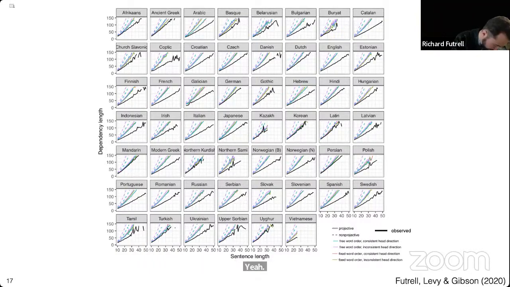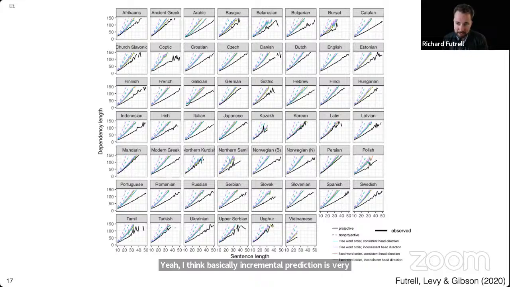Yeah, I think incremental prediction is very important in human learning too. And it's different from the language models. Humans have worse memory than the language models. So to the extent that memory pressures are affecting how well you can learn using incremental prediction, humans are going to have more of those effects than the language models do.